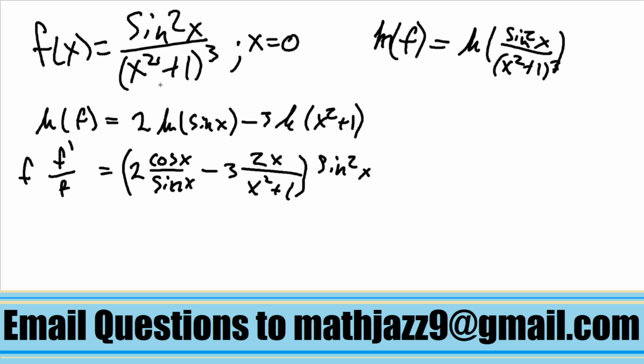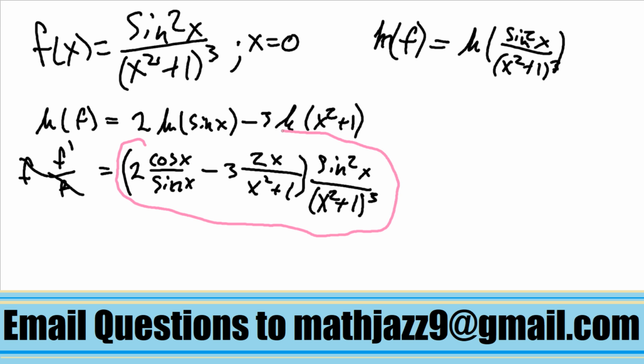Now, if I multiply both sides of my equation by f, remember f equals sine squared x over the cube of x squared plus 1, you multiply the equation by f on both sides, you get the derivative all by itself. So the derivative is going to be this. Okay. So let us move on.